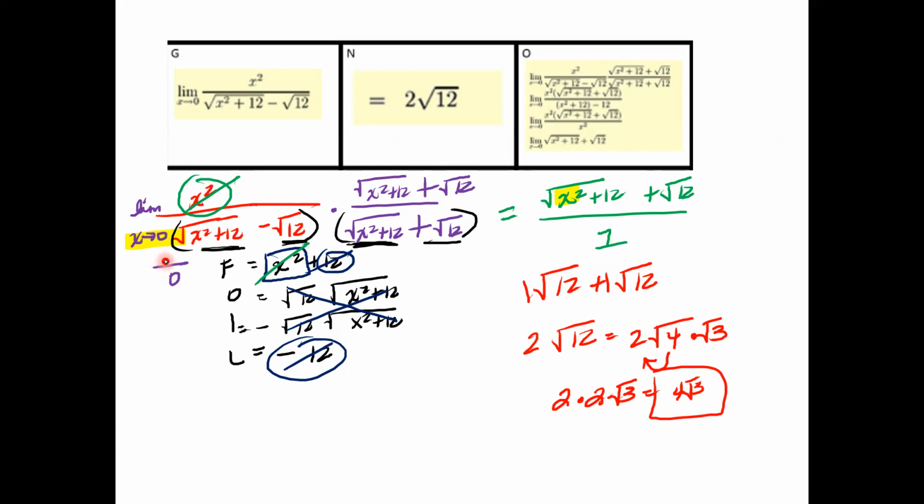When you plug in the 0, that will give you a square root of 12 plus square root of 12, which is 2 square root of 12. But then you can also factor, or actually break down, the square root of 12 into 4 and 3. So that 4 comes out, so 2 times 2 gives me a 4. So the answer is 4 square root of 3.